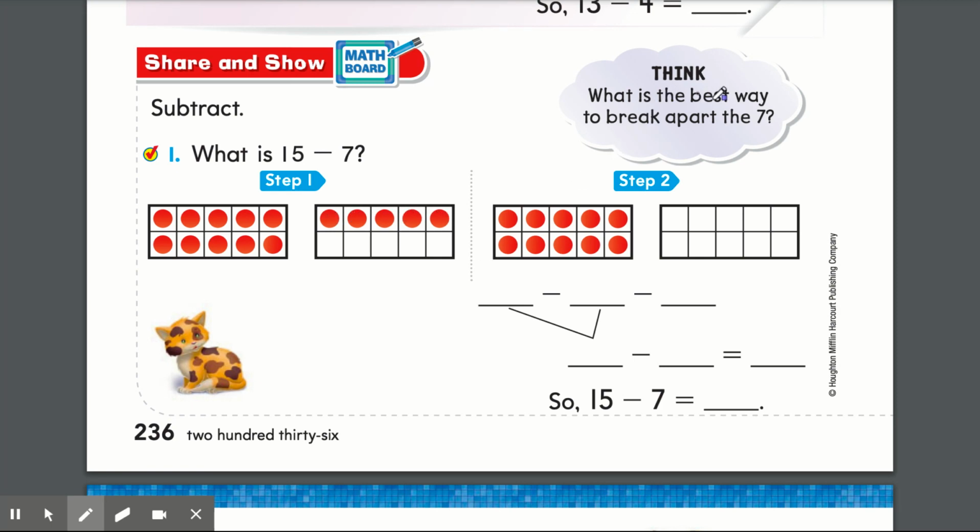It says, think, what is the best way to break apart the 7? So here's the 7 in the problem, 15 minus 7. We're going to break it apart, and we're going to subtract 5 first. We're going to subtract 5, and then we're also going to subtract 2. Okay, so we're breaking apart that 7 into 5 and 2. So let's take away 5 first, because that'll leave 10. So I'm going to circle this first set of 5 and take it away.